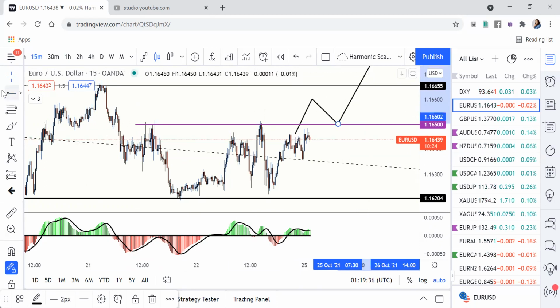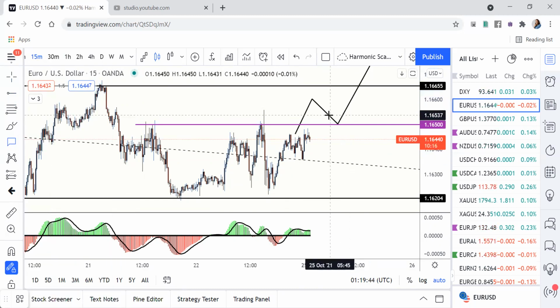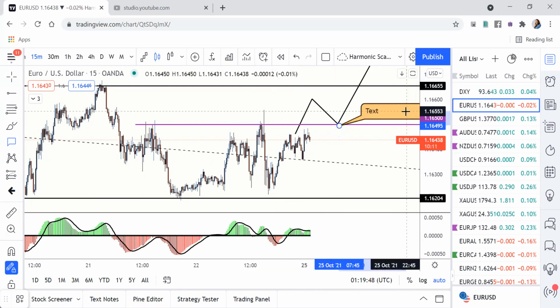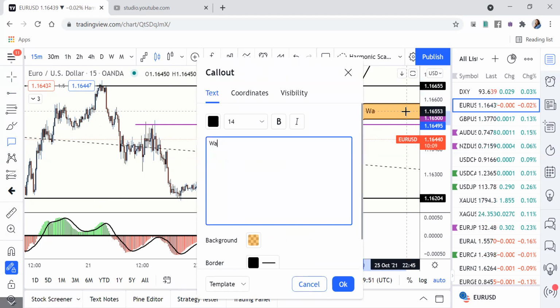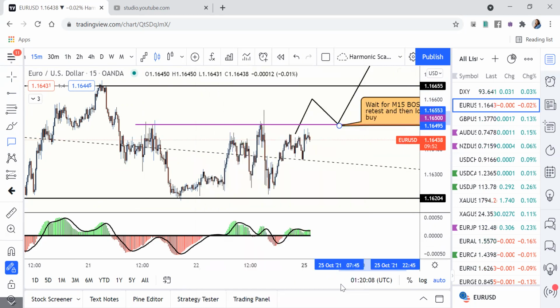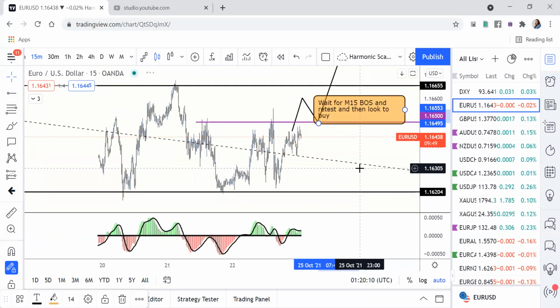Right? So that's what we want to wait for. So no break, no entry. So wait for M15 break of structure and retest, then look to buy. No break, no entry.